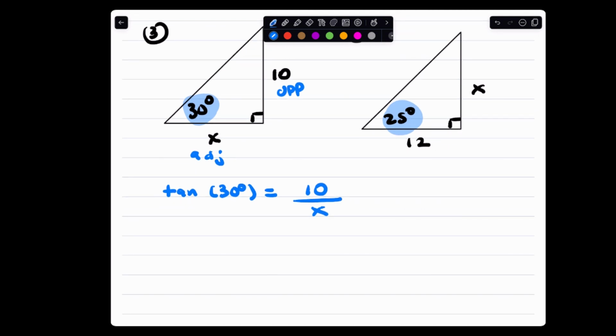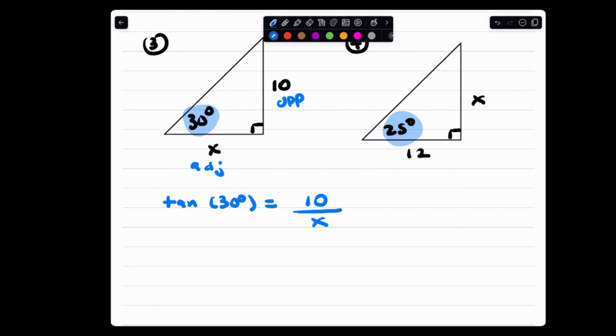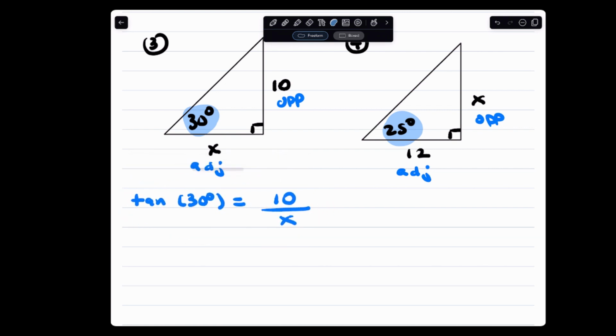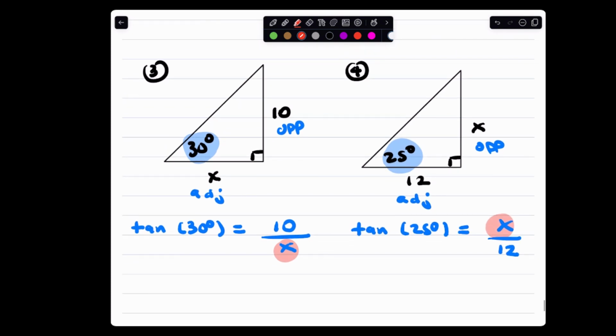Okay, now let's do the other one since we're here. What's this going to be? They did the same thing. 12 is adjacent, and x is opposite. So that is also tangent. Tangent 25 degrees becomes, again, opposite, which is x, over adjacent, which is 12. So notice, sometimes that variable x is in the denominator, and sometimes it's in the numerator of your ratio. It all depends on what they give you.